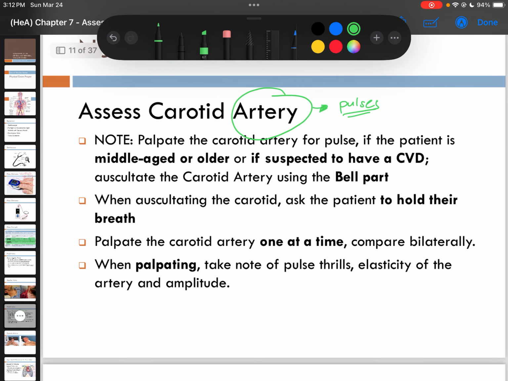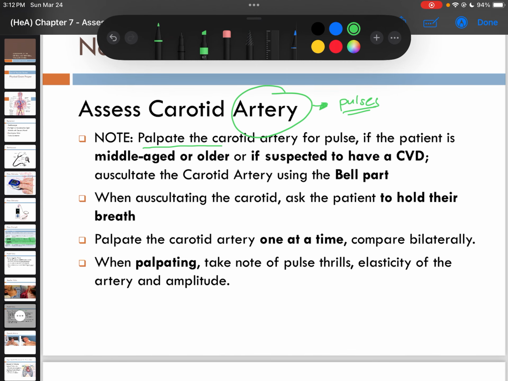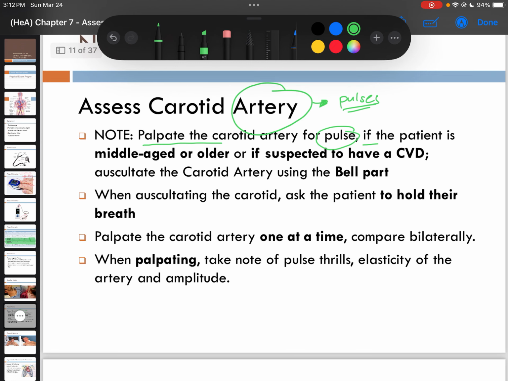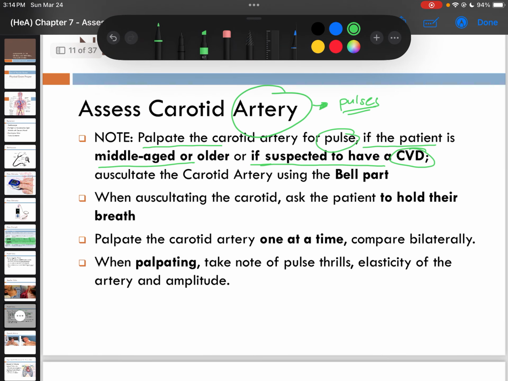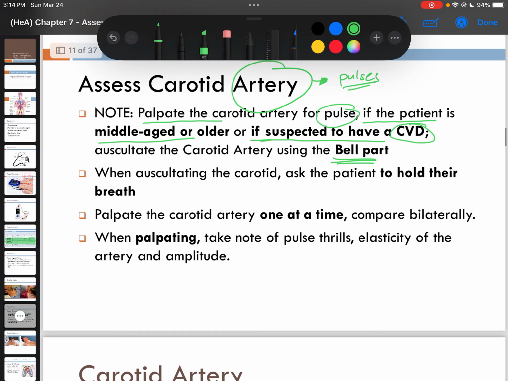Now, class, here's the thing you have to take note. You have to palpate the carotid artery for pulse. Palpate for pulse if the patient is middle-aged or older, or if you suspect that they have a cardiovascular disease, then auscultate using the bell. Auscultate using the bell because at this point we are now assessing for bruit.